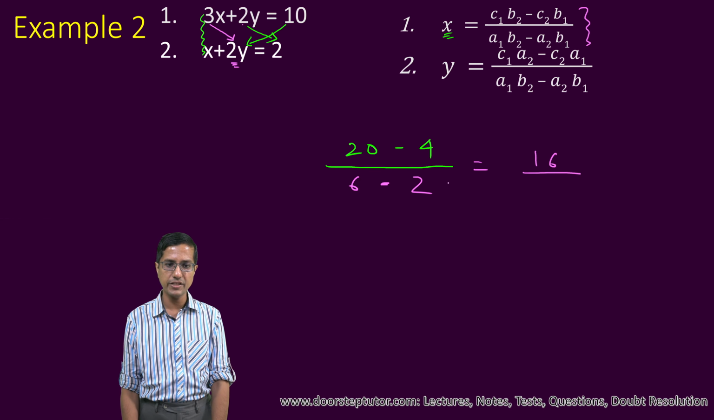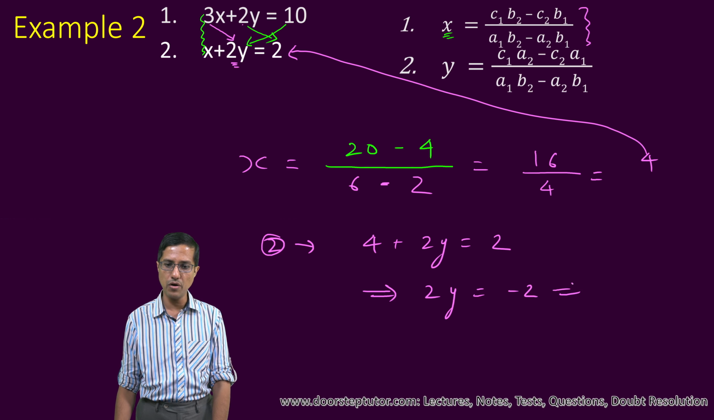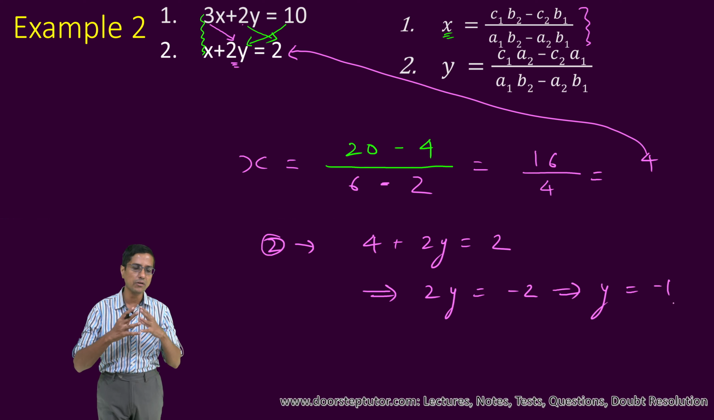Okay, now we substitute the value of x. So this was the value of x in one of the equations. The second one looks very simple to me, so I am using that. From the second equation I get 4 plus 2y is equal to 2, which implies that 2y is equal to minus 2, or y comes out to be equal to minus 1. Again, very simple, not complicated at all.